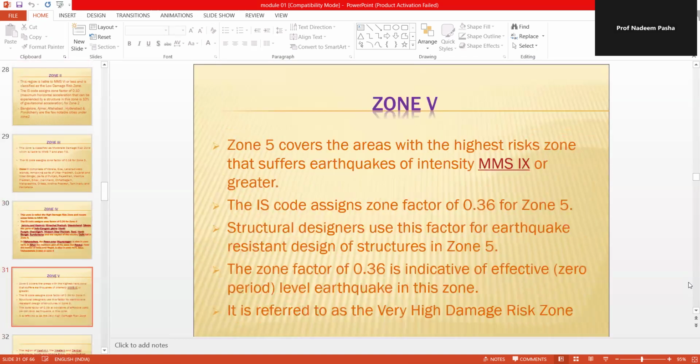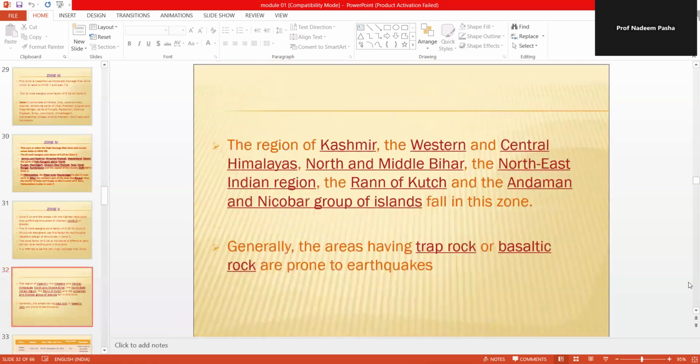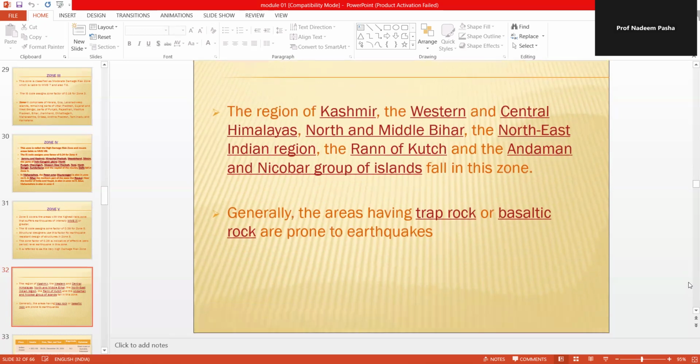Finally, zone 5, which is the highest or most prone zone, is also known as the very high damage risk zone. So what are the regions that come under zone 5? The Kashmir, the western and the central Himalayas, the north and middle Bihar, the northeast Indian region, the Rann of Kutch and Andaman and Nicobar, all these fall in zone 5. What is the type of rock available in this type of zone? The areas will have trap rock or basaltic rocks.